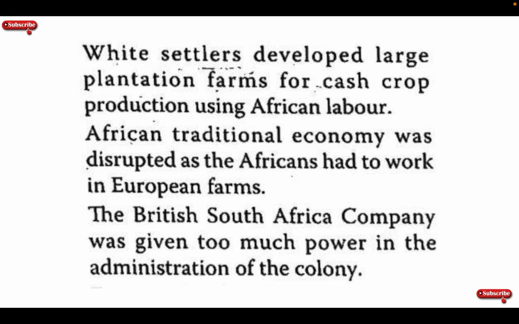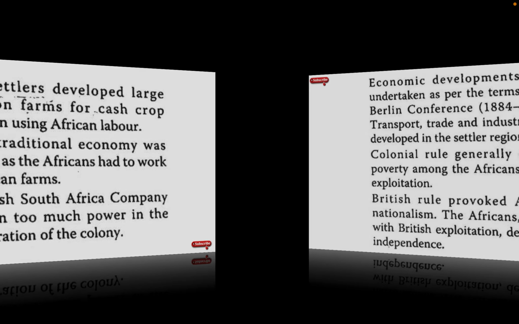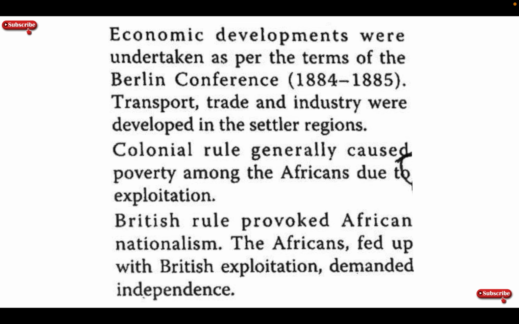White settlers developed large plantation farms for cash crop production using African labor. African traditional economy was disrupted as the Africans had to work in European farms. The British South Africa Company was given too much power in the administration of the colony. Economic developments were undertaken as per the terms of the Berlin Conference, from 1884 to 1885. Transport, trade, and industry were developed in the settler regions.